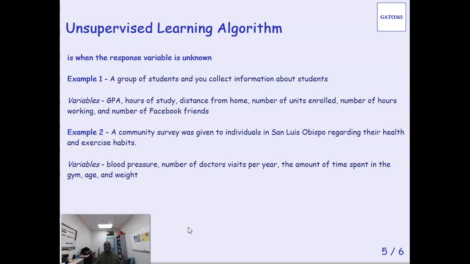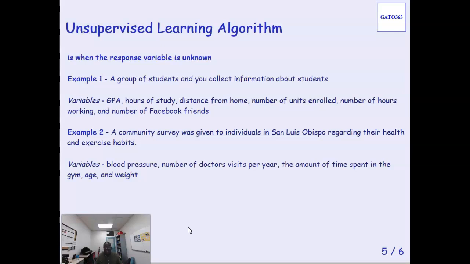Unsupervised learning. So unsupervised learning is when you don't have a response variable, when you don't have a variable of interest. So you can either be trying to reduce the number of variables that you have, or you're trying to cluster your information together. Example 1, a group of students. You collect information about the students. You have their GPA, hours studied, distance from home, number of units enrolled, number of hours working, and the number of Facebook friends. I just threw that one in there. And you're just trying to understand the data. And so you'd use an unsupervised learning algorithm to analyze that data.